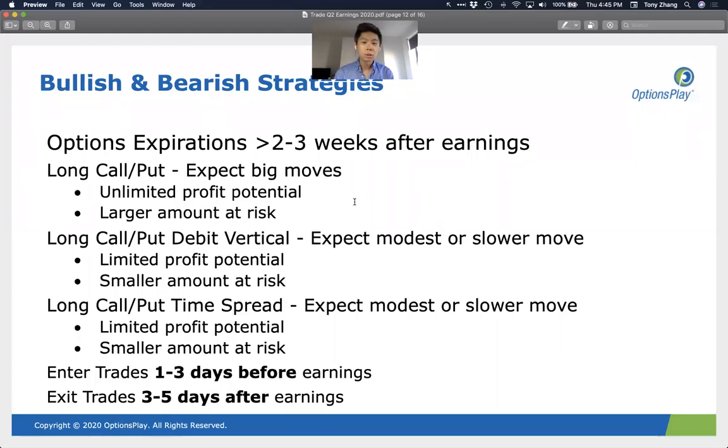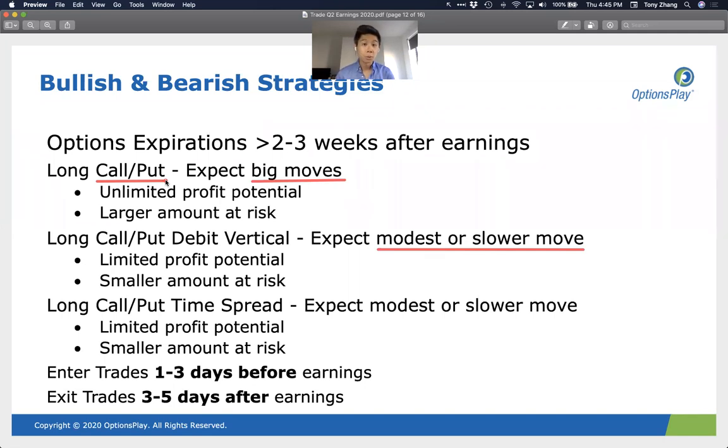We'll show you how we look at those earnings, and you'll see how we pick earnings strategies for those particular names. But generally speaking, when we're looking at earnings, we classify it based on how much we expect the stock to move. When we expect a big move, or a modest or slower move, we pick a strategy based on that. When we expect a big move, this is where we typically leverage a long call or a long put, because this is where we think the move is going to be big enough to overcome that volatility crush and that time decay.